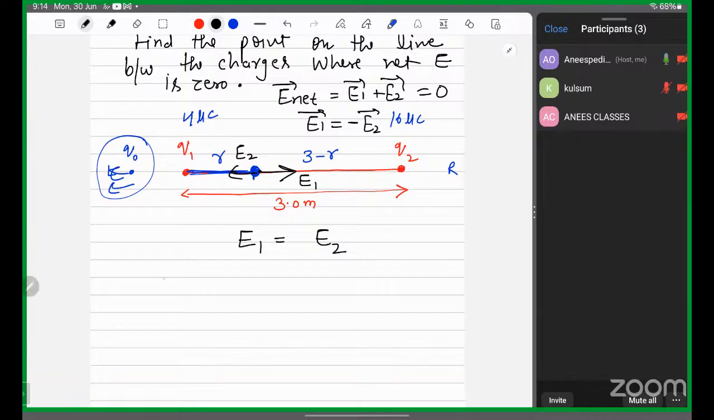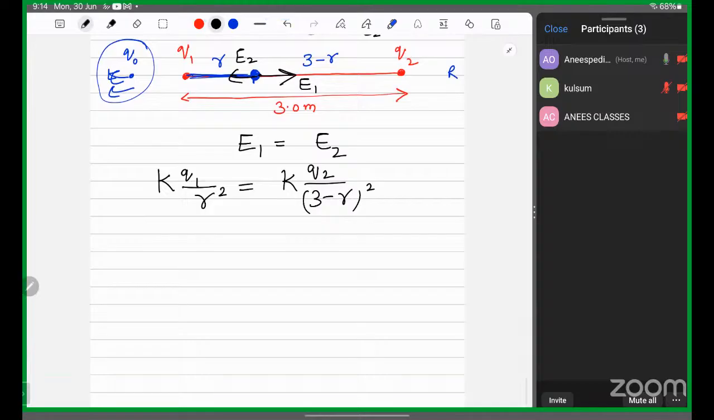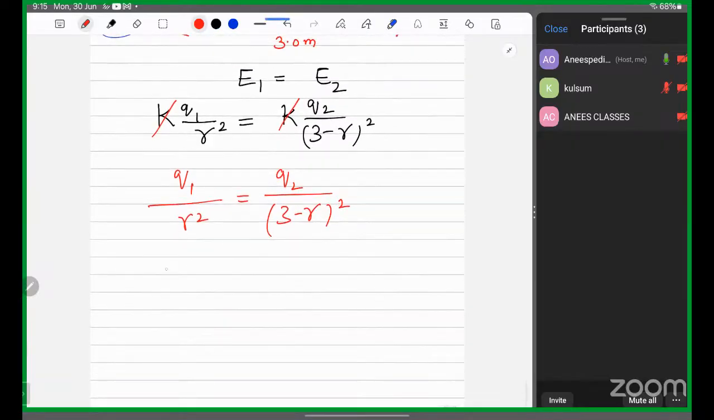Now what is the value of E1? E1 will be K Q1 by R, equals K Q2 by the distance for Q2, which is 3 minus R. Yes, and there is a square also, K Q by R square. So this will be square also. Now if you look at it, K will cancel out. So it will be Q1 by R square equals Q2 by (3 minus R) square. And if you arrange, Q1 by Q2 will be R by 3 minus R, the whole square, right?